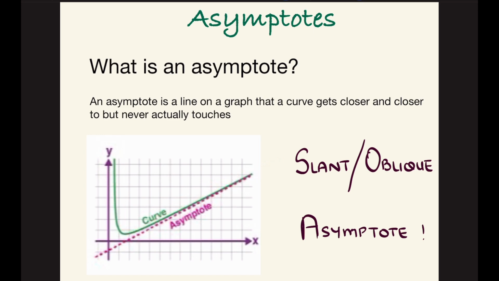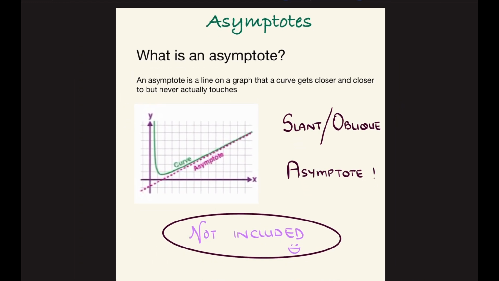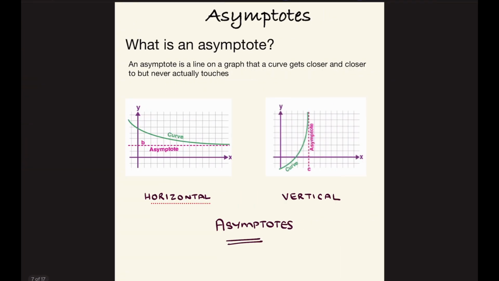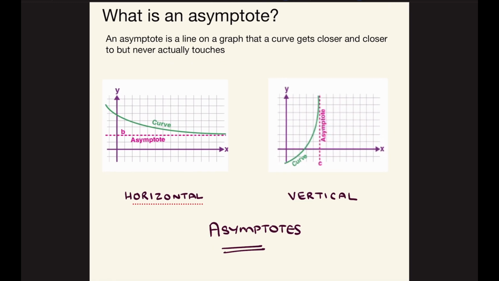Now, the good news: slant or oblique asymptotes are not mentioned in our syllabus. So we are going to skip those for now, and we're just going to focus on horizontal and vertical asymptotes. So this is a horizontal asymptote, this is a vertical asymptote. You might be asked in an exam to find the equation of an asymptote.